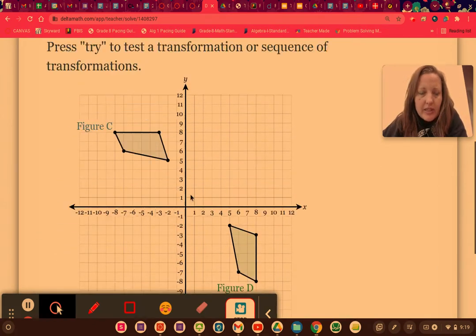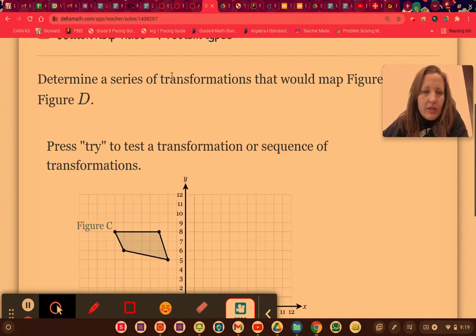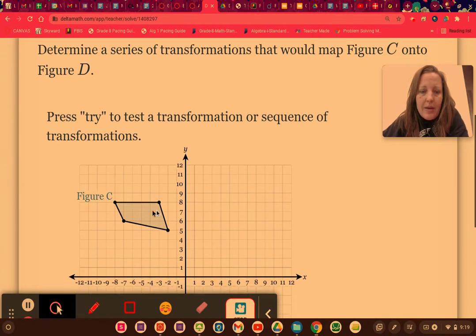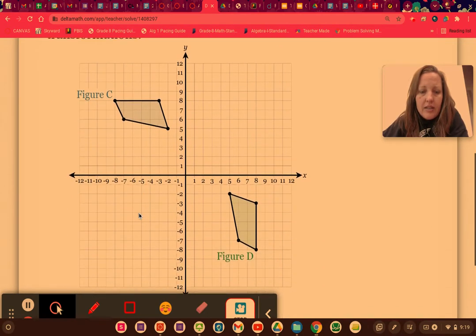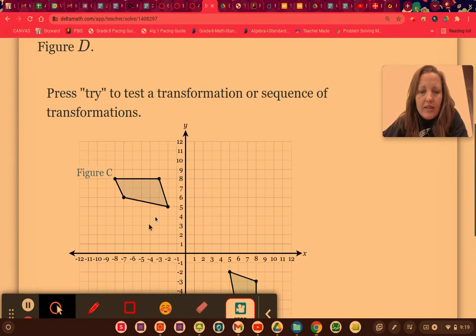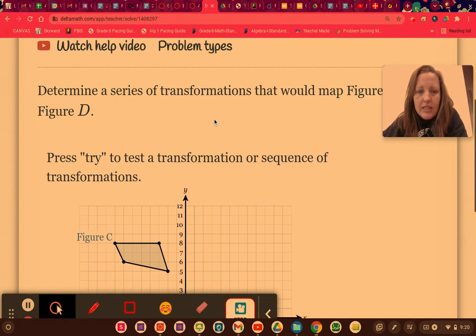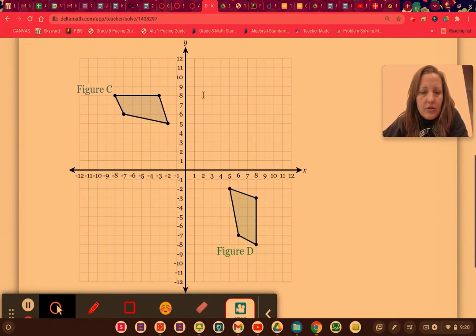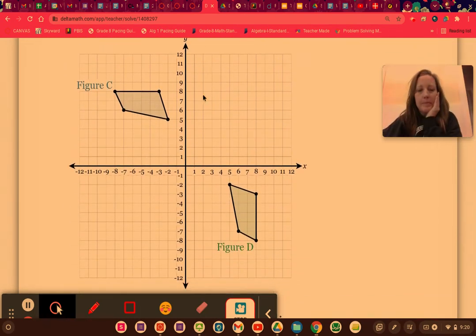I like this part. So you can figure out a series of transformations that would map this figure C onto this one. So it's another way of saying this one comes first. You have to read this so you know what comes first. And then we get to try it. So in other words, there's more than one thing happening here.